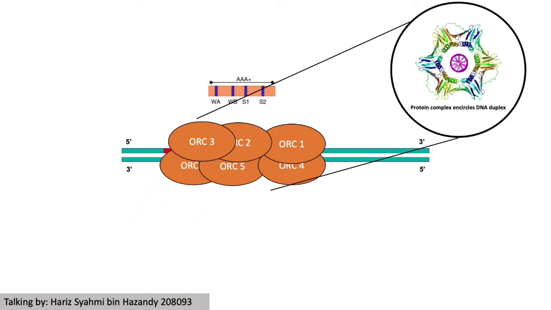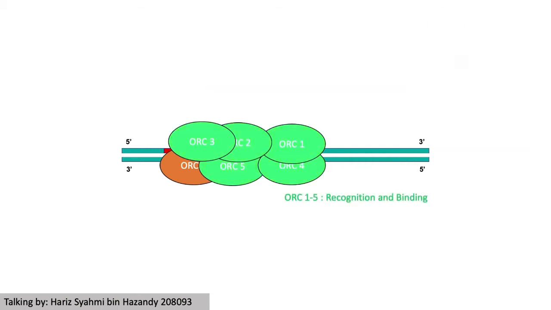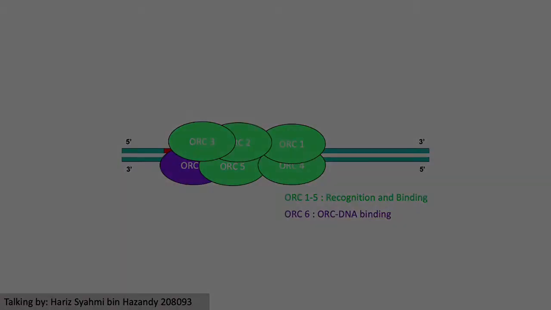ORC1 to ORC6 have conserved AAA plus folds and characteristics of ATP-dependent clamp-loading proteins, which allow ring-shaped protein complexes to encircle duplex DNA. ORC1 to ORC5 are required for origin recognition and binding, while ORC6 is essential for ORC DNA binding.